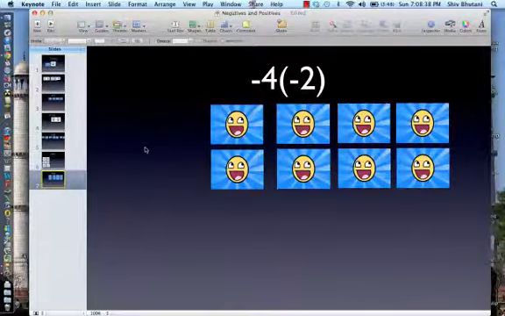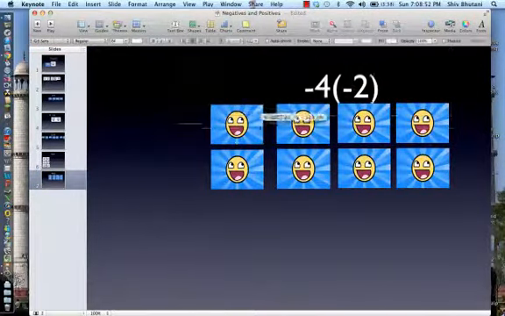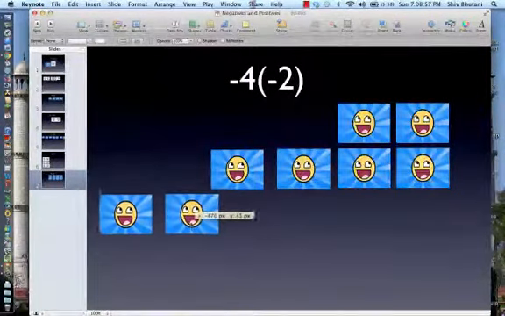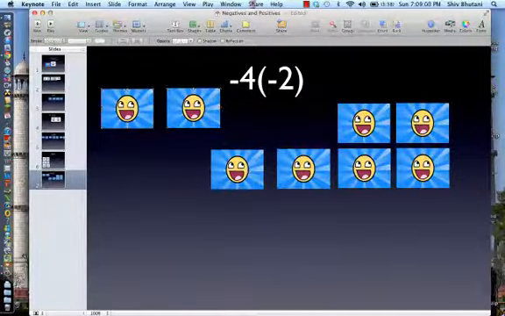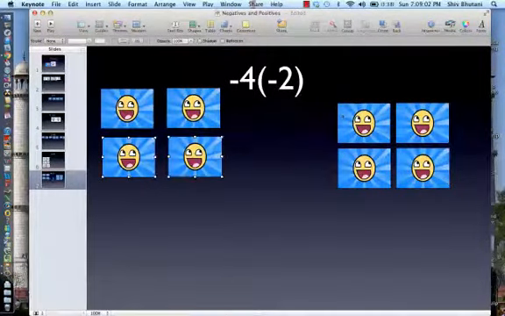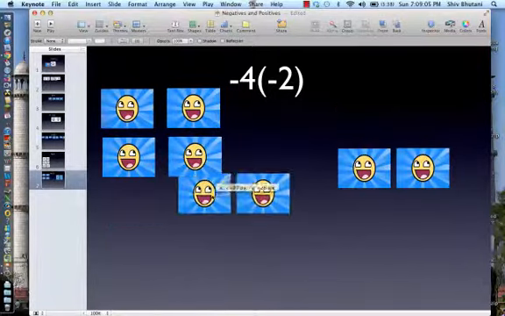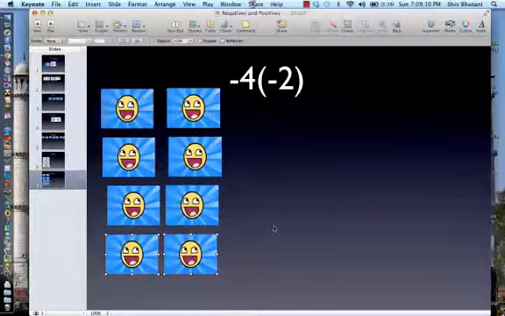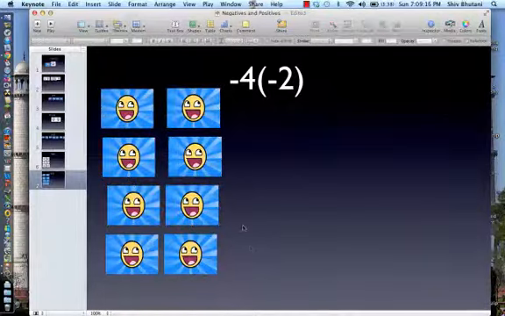For this one, since a negative times a negative actually equals a positive, then it's 4 rows of positive 2. So it's one row of positive 2, 2 rows of positive 2, 3 rows of positive 2, and 4 rows of positive 2. So now what we're left with is actually 8 positives.